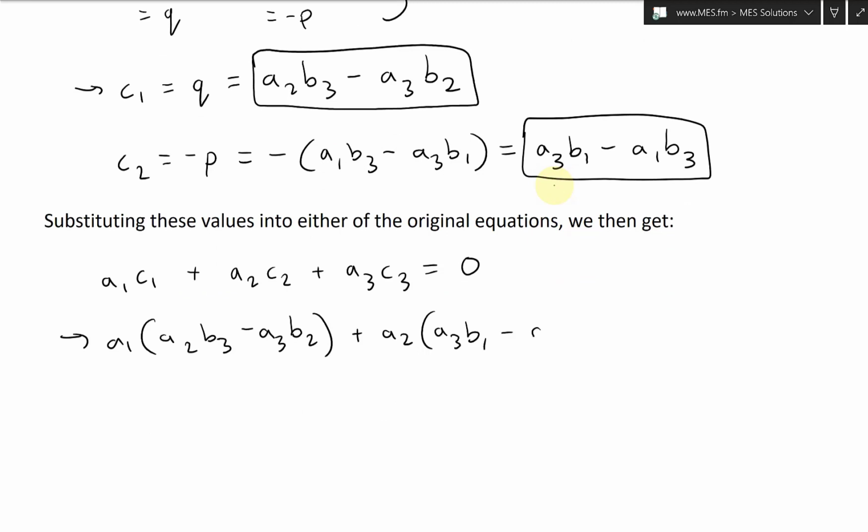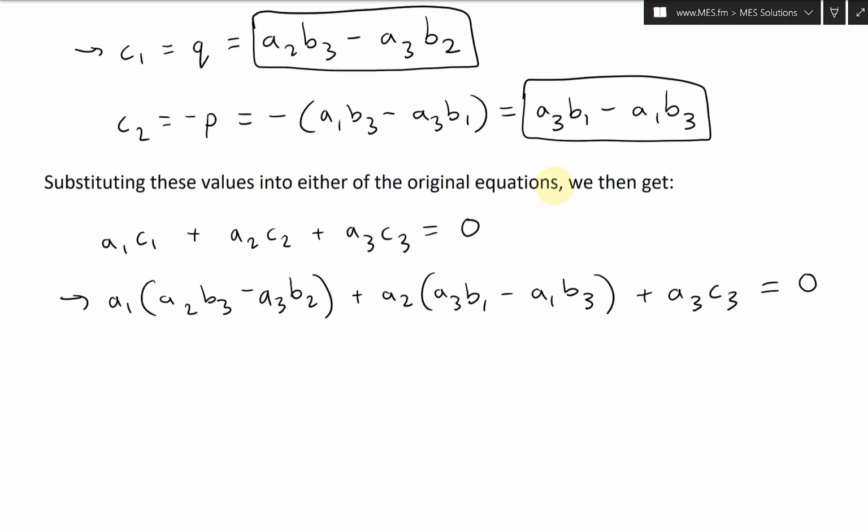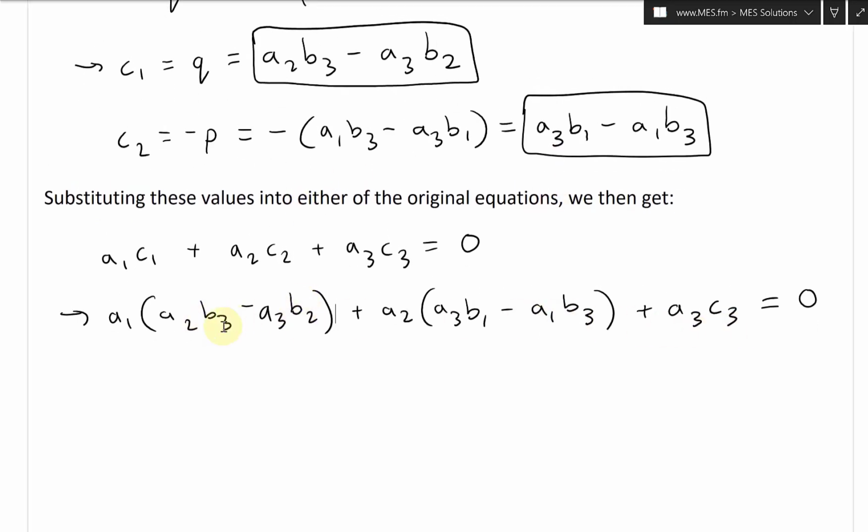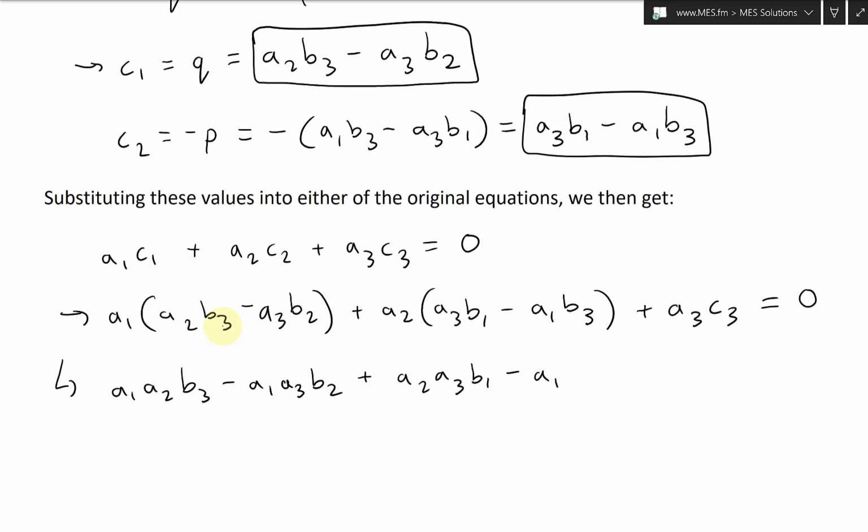A3, B1 minus A1, B3, and then plus A3, C3 equals 0. Alright, so now let's just do some expansion here. So then what we get is, put this like this. This becomes A1, A2, B3 minus A1, A3, B2, and then plus A2, A3, B1 minus A1, A2, B3, then plus A3, C3 equals 0.